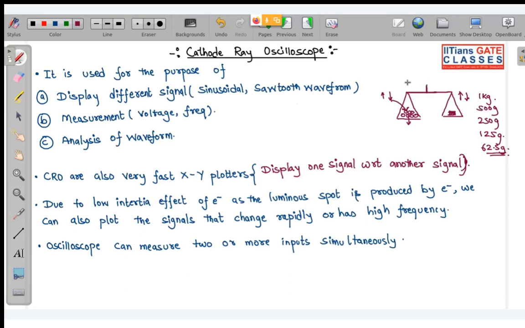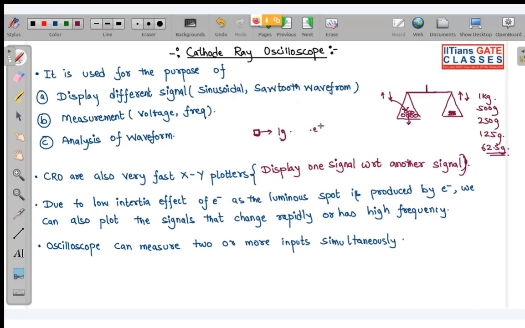Now all these mechanical instruments have high mass, but an electron has very little mass compared to mechanical products. So that is why there is a low inertia effect. Now, suppose I give you one more example. This is your 1 gram object.